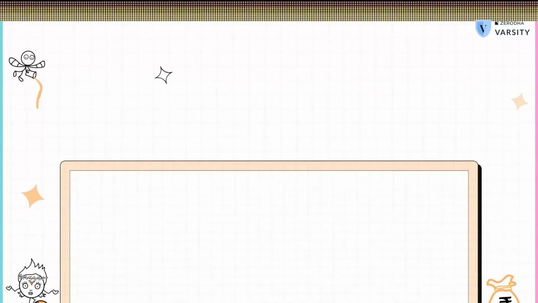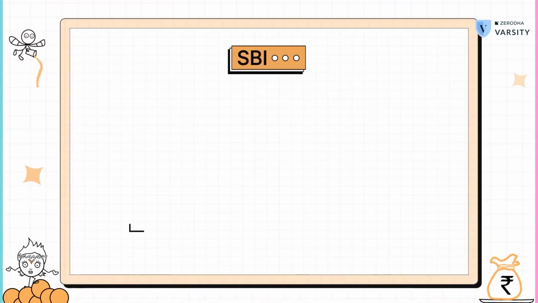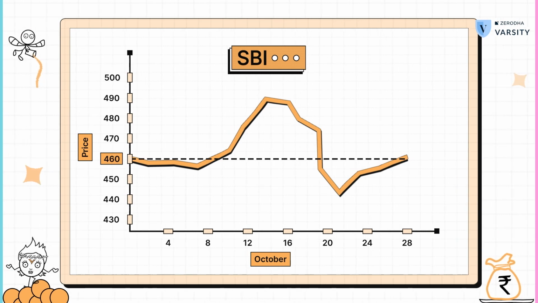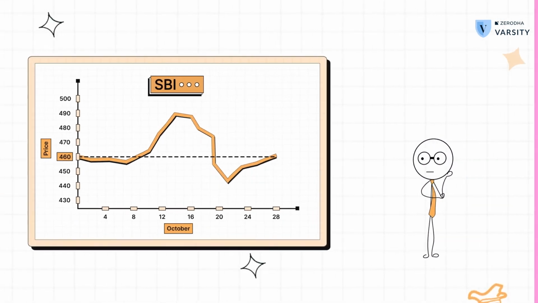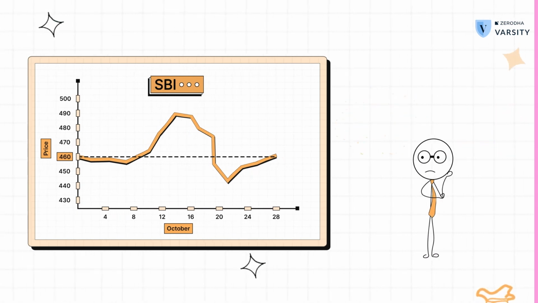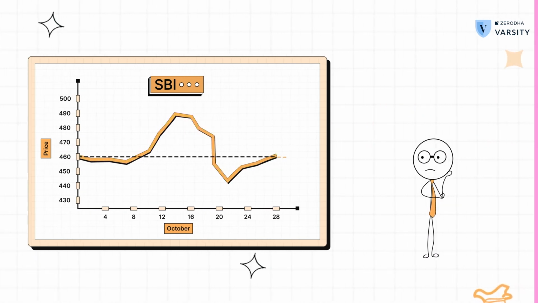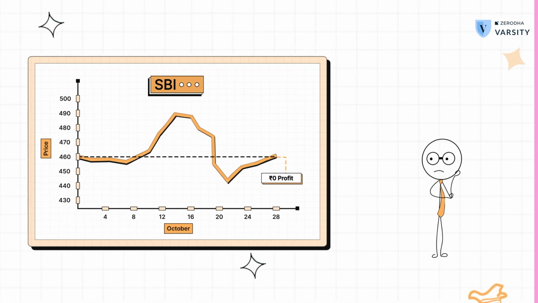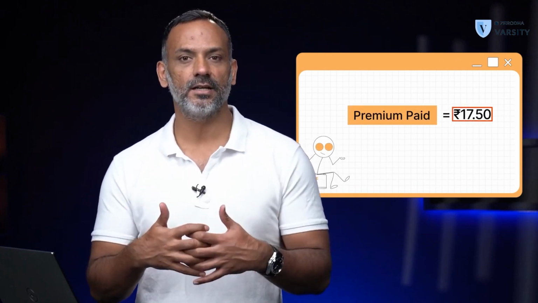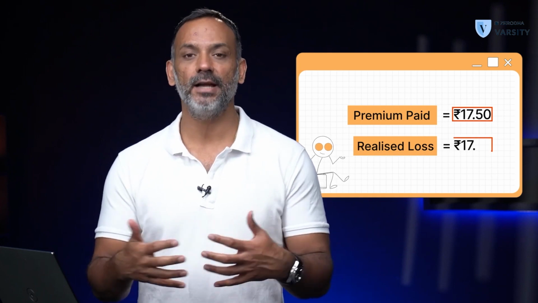Now, let's look at the second scenario. Assume that the stock price remains flat at 460 on expiry. What do you think will happen here? Do I make a profit or do I make a loss? Clearly, there is no point in me exercising my right to buy the option here. Therefore, I let go of my right, which also means that I lose the premium that I've paid. So the worst case situation here is that I lose the premium paid, that is 17 rupee 50 paisa.